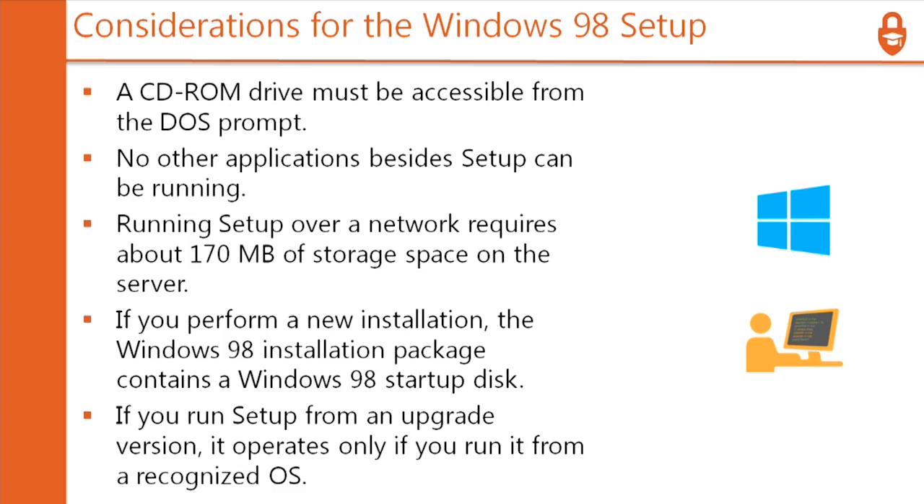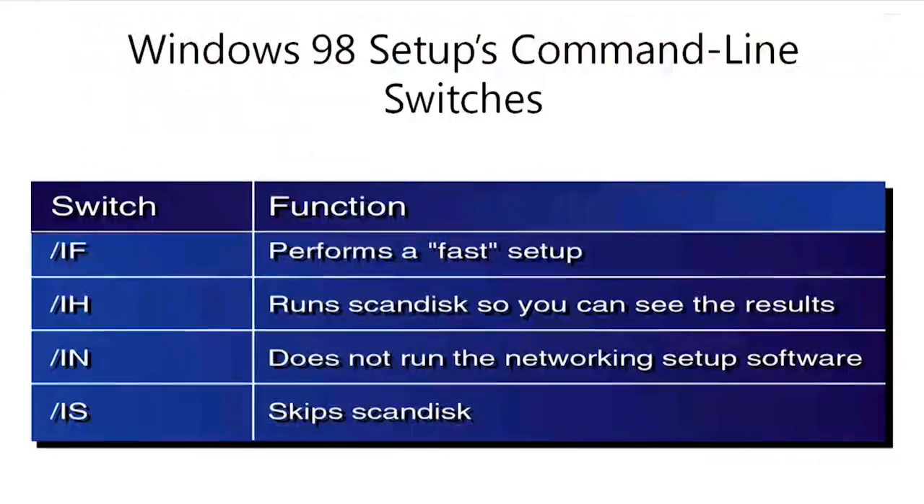If you run setup from an upgrade version, it operates only if you run it from a recognized OS. So it has to be one that it knows about. It has to know about the OS to be able to upgrade it, right? Windows 98 setup command line switches. So the /IF performs a fast setup, like not as much interactive. And then the /IH runs ScanDisk so you can see the results. The ScanDisk just kind of checks the disk to see what kind of shape it's in. If it's in bad shape, you might want to go ahead and back up the drive and nuke it, and start over. You're just going to fdisk it, delete the partitions, recreate them, and format it, and then you're off to the races.